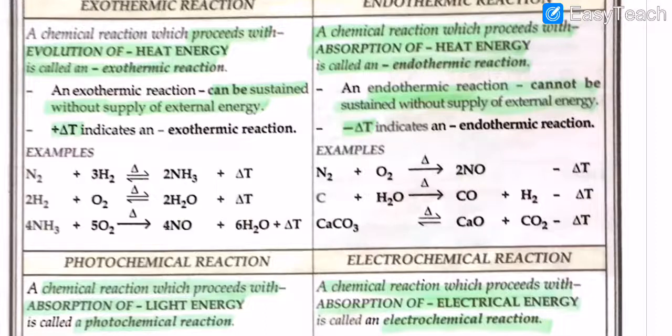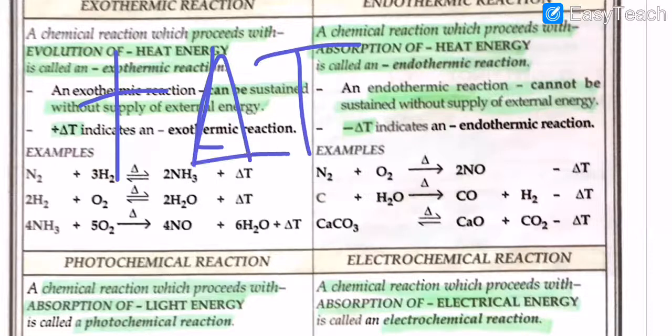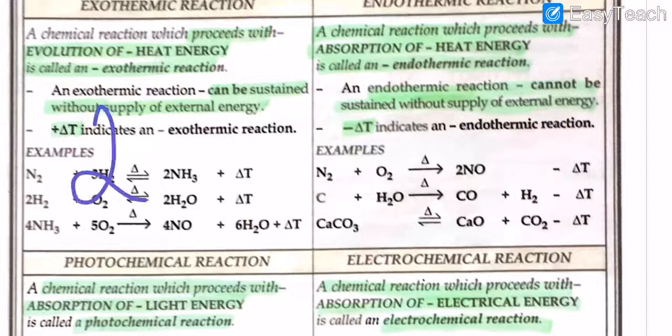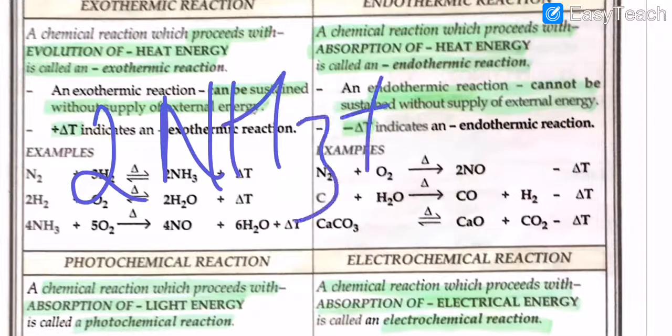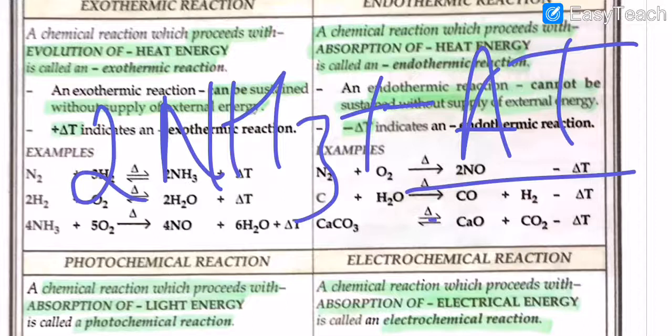So plus triangle T basically indicates an exothermic reaction. If you have 2NH3 plus triangle T, this basically says that an evolution of heat energy has taken place. Then similarly, 2H2 plus O2 gives you 2H2O plus triangle T. I'm just saying plus triangle T so that it's easier for you all to understand.